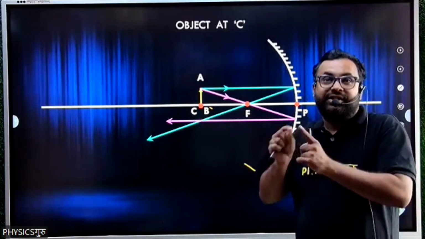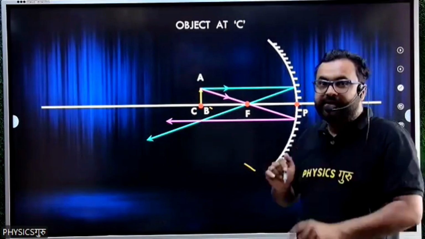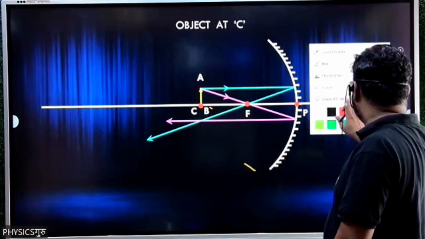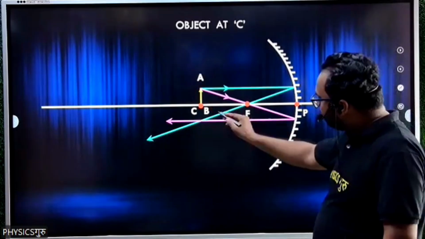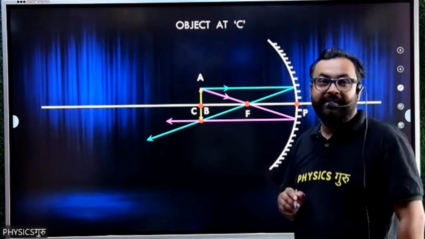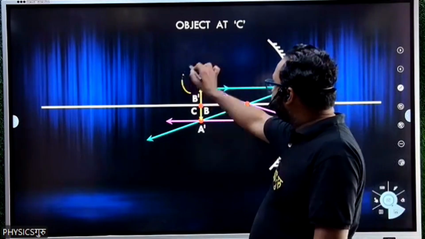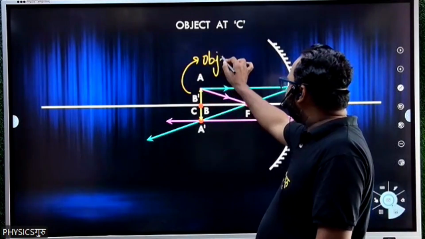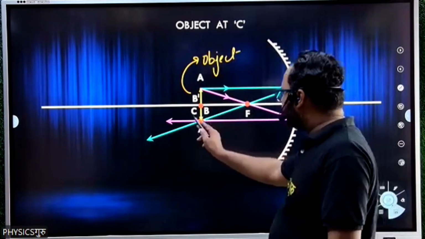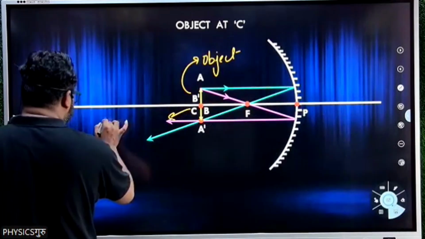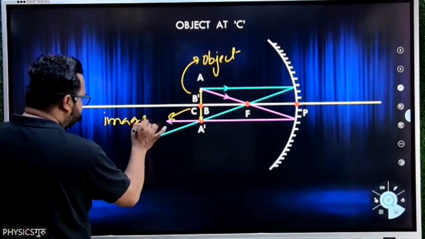The intersection point will give you the image. So the image is formed just below the object. This is the image, A dash B dash. Clear? So AB is basically the object and A dash B dash is the image.